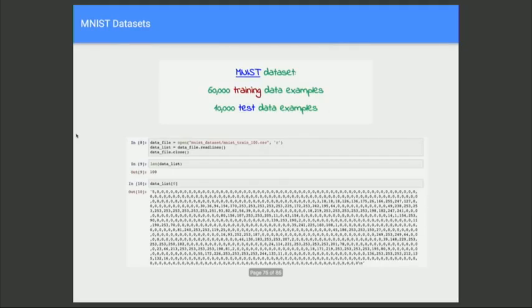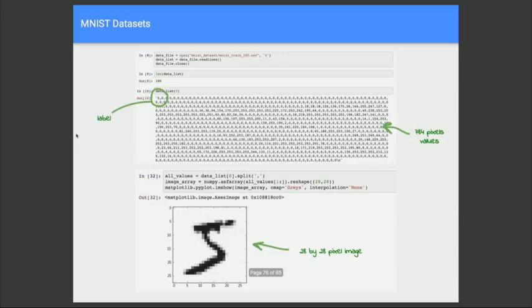It's got 60,000 training examples. It's all free open data. You can get it yourself. If you want to look at my blog, I can point you to it. And there's a test set as well. And you can compare your results with others. If I look at the data, you'll see the numbers there. Actually, if you plot it as an image, using, what did I use, Matplotlib, you can see that's a 5, 28 by 28 pixels.